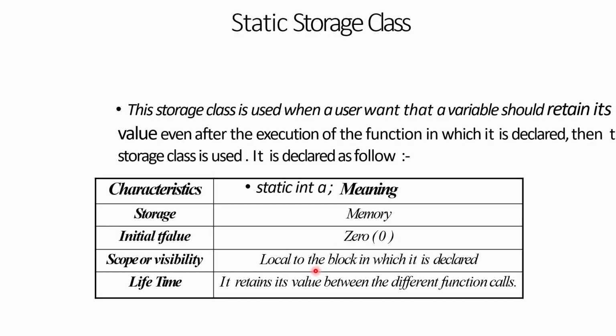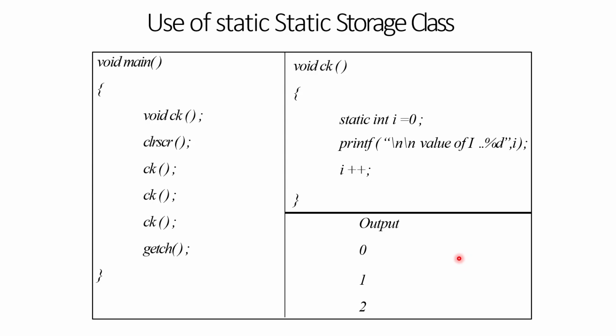Now what is the difference with respect to scope over here? Scope says local to the block in which it is declared. That means you have declared I over here, but it does not mean you can use I over here. If you write printf %i within this main function, you will get an error because the scope of I is limited to this block only, but the lifetime of the variable I extends across different function calls.